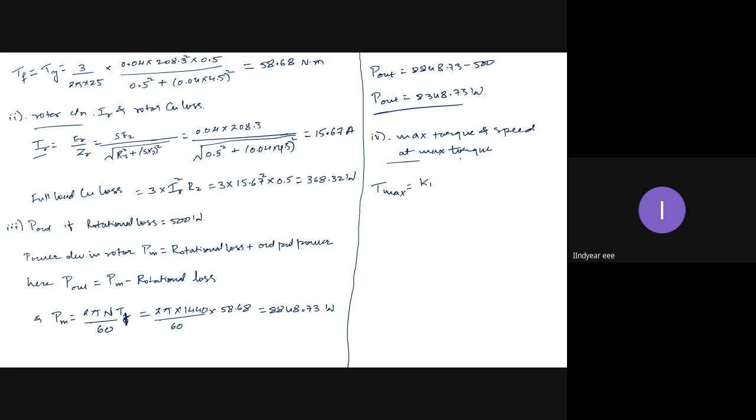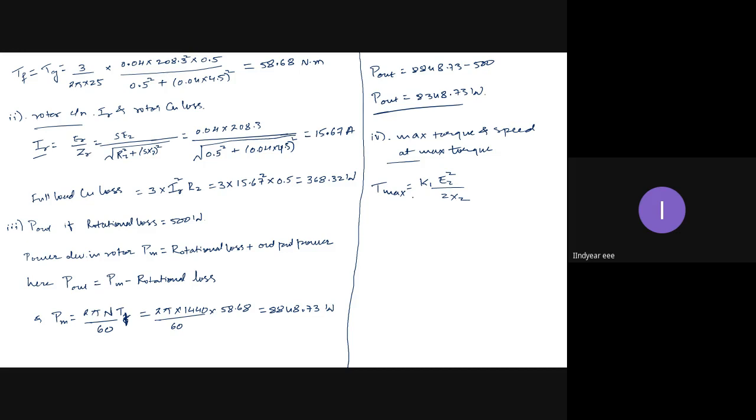So the expression for maximum torque we have is K1 E2 square by 2x2. I forgot that. K1 E2 square by 2x2.